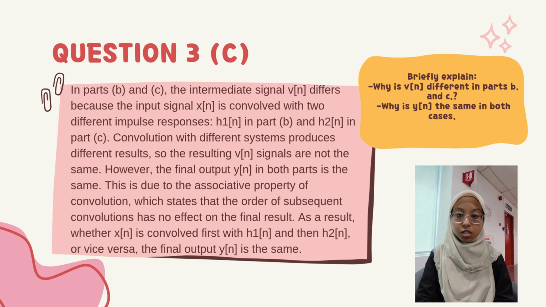This is due to the associative property of convolution, which states that the order of subsequent convolution has no effect on the final result. As a result, whether x[n] is convolved first with h1[n] and then h2[n], or vice versa, the final output y[n] is the same.